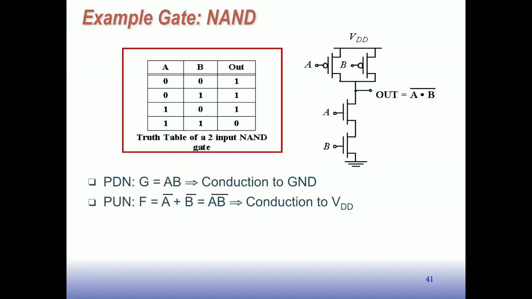So this gives us a conduction to VDD under this condition, which means either A is a 1 or B is a 1 or both. Right? No. A is a 0 or B is a 0 or both. Yeah. So that's all this part of the truth table. Right? And that's where this pull-up is active.